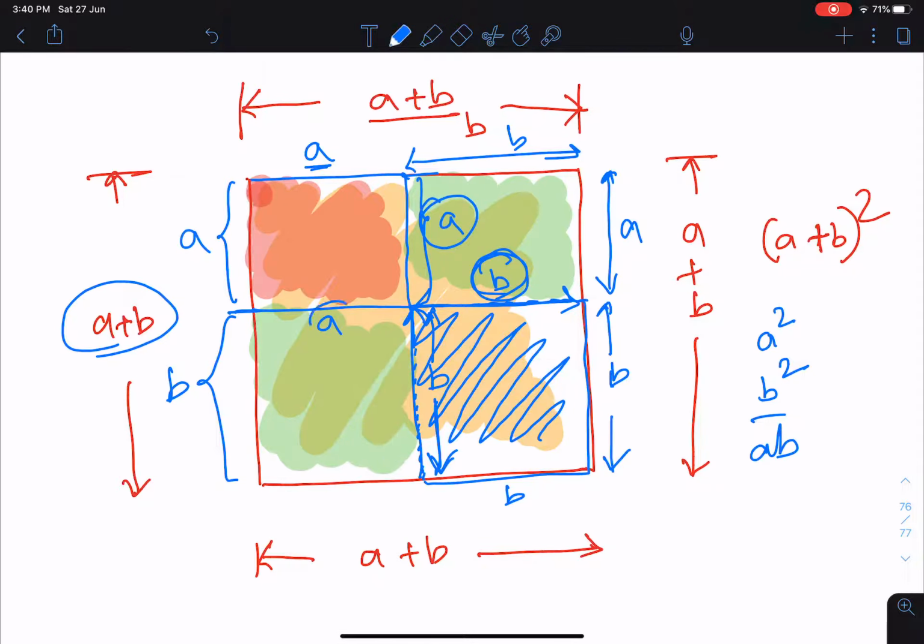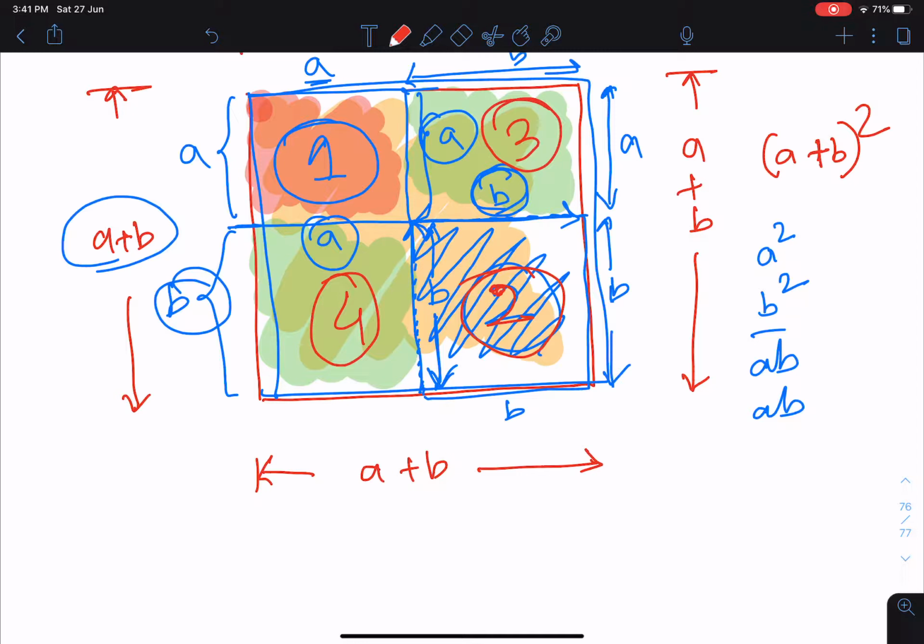Now just see what we have done. The total area, which was (a + b) whole square, we have divided into 4 parts. One part is this one, another part is this one, let me change the color. This one, another is this one, third, and this is my fourth part.